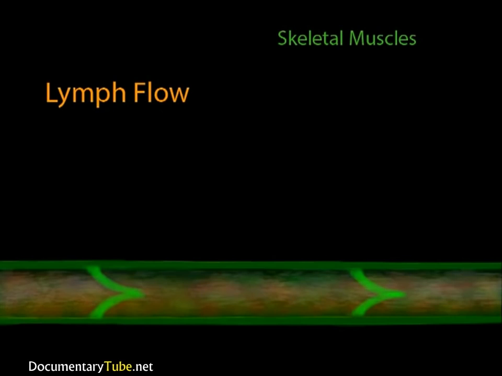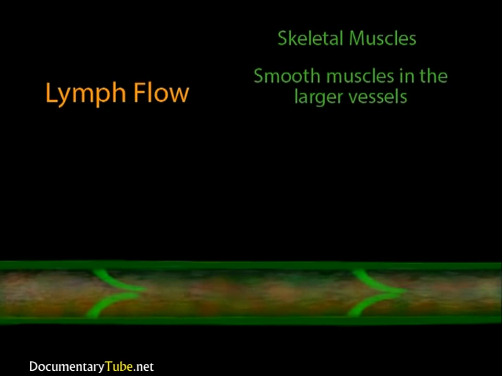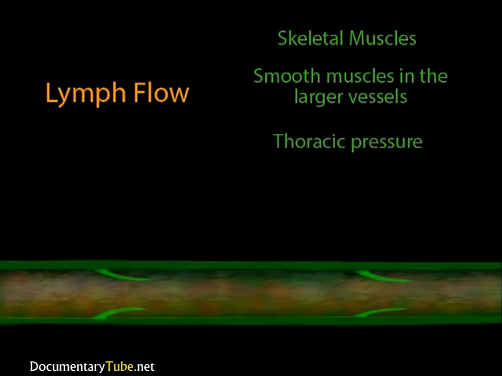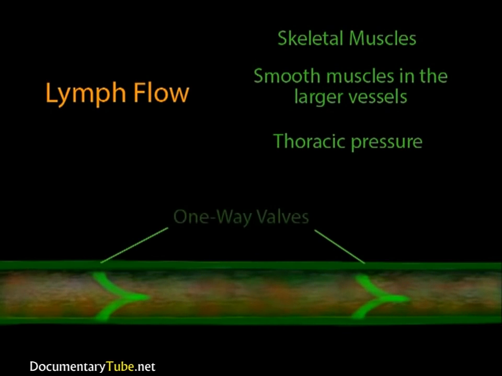The lymph moves through your body when you move your skeletal muscles. The contraction of skeletal muscles squeezes the nearby lymph vessels, pumping them. This pushes lymph through the vessels. In addition to the contraction of skeletal muscles, there are two other means by which lymph travels through the lymphatic system. There are smooth muscles at the larger lymph vessels. The contraction of these smooth muscles adds to the force provided by the skeletal muscles. Also, when we breathe, pressure changes occur in the thoracic region. When the thoracic pressure drops, that tends to pull lymph into the thoracic duct. One-way valves prevent the lymph from flowing backwards.